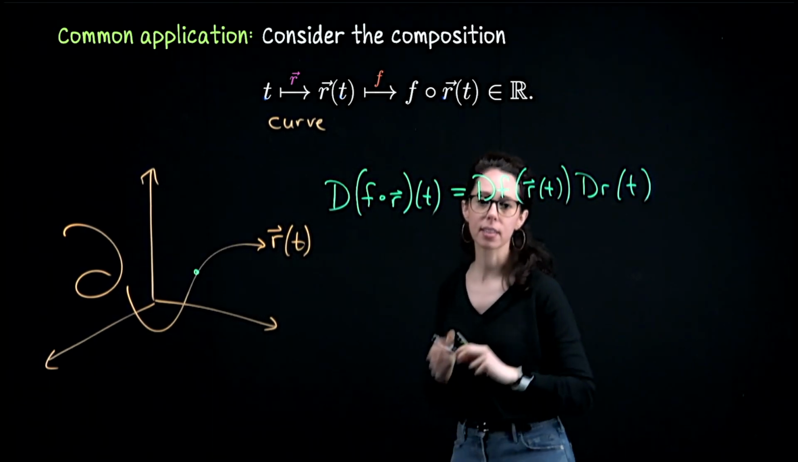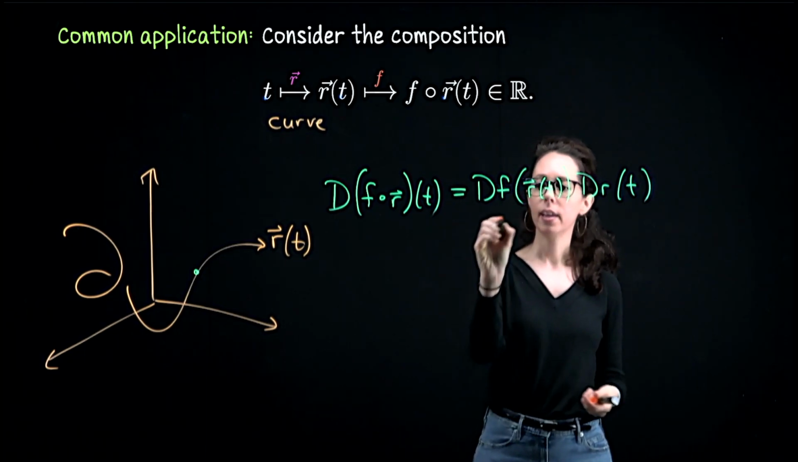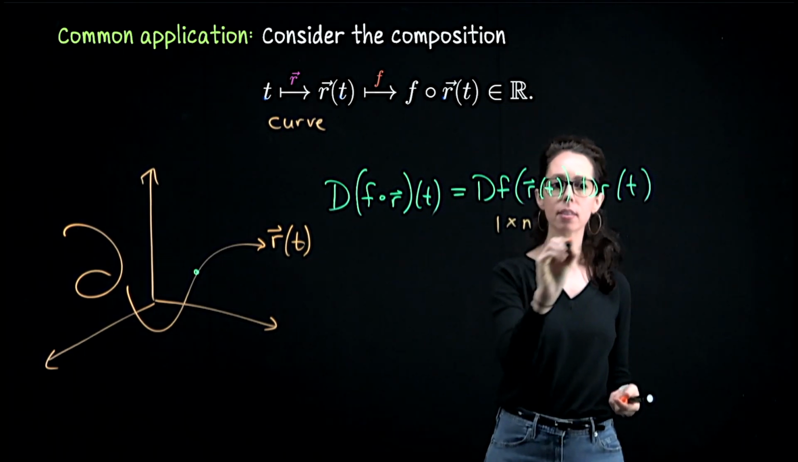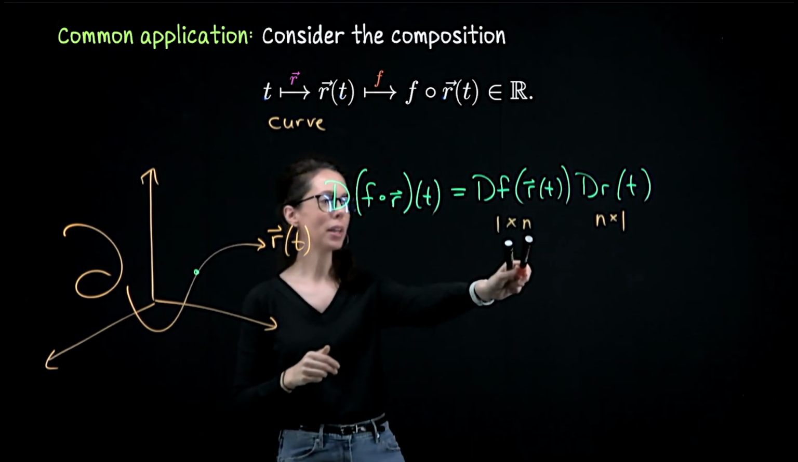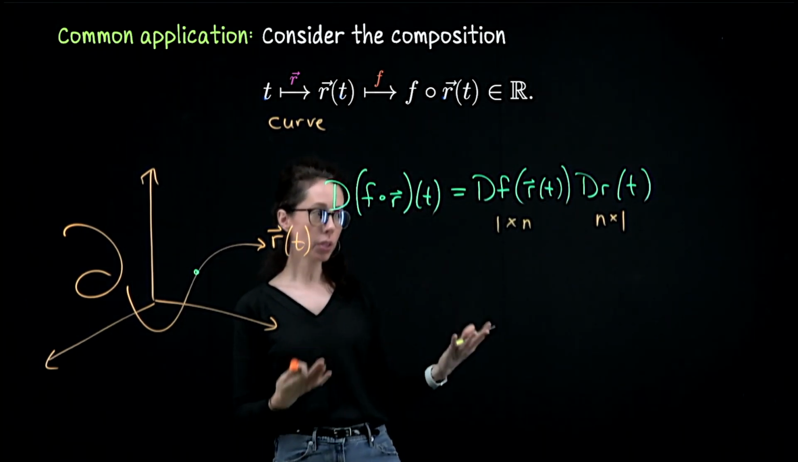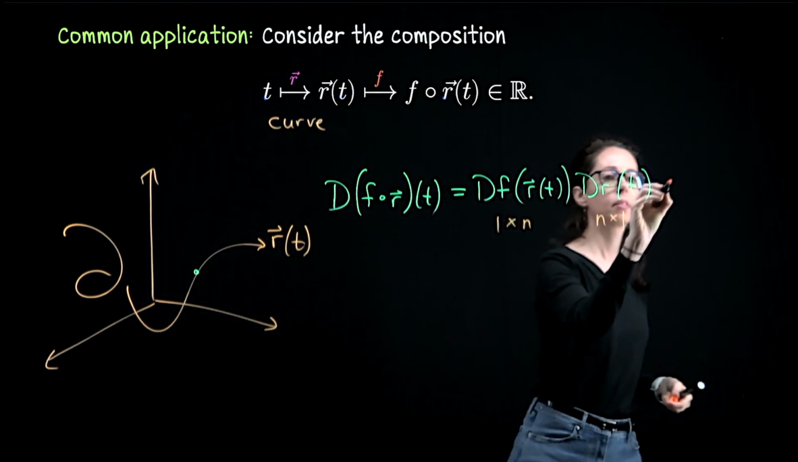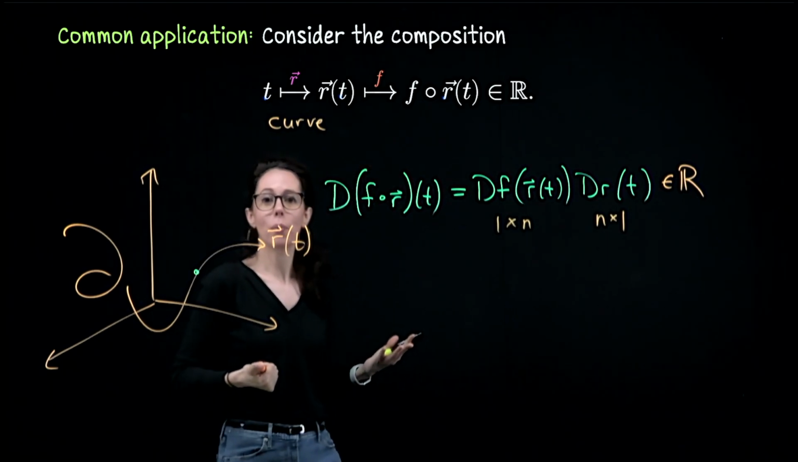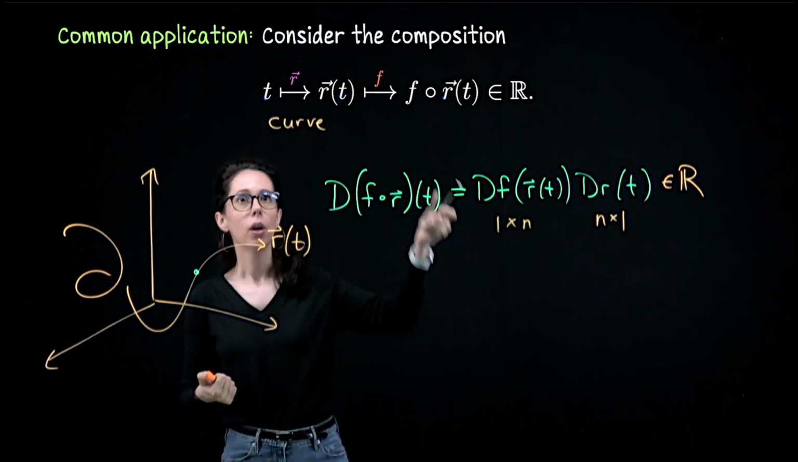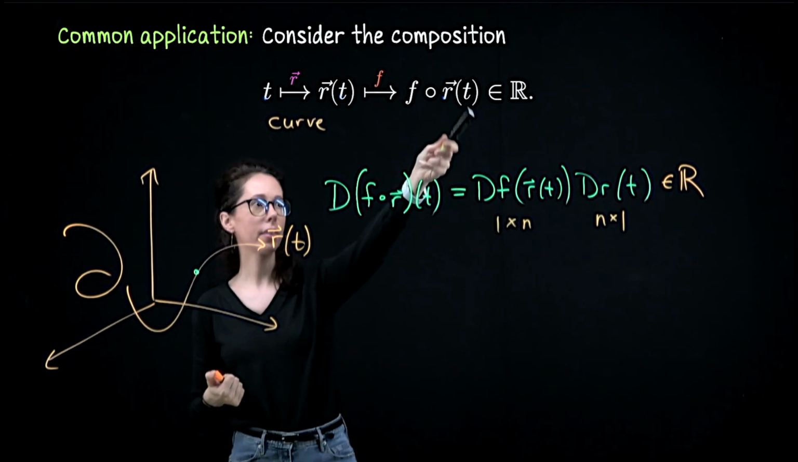Since f is scalar valued, let's say this is Rn, this is a 1 by n matrix, and this is n by 1. So we've got a row matrix times a vector. The result is actually a scalar. So that's neat. The Jacobian matrix is actually just a 1 by 1 scalar, and that makes sense because overall, we're starting with a scalar and we're ending with a scalar.